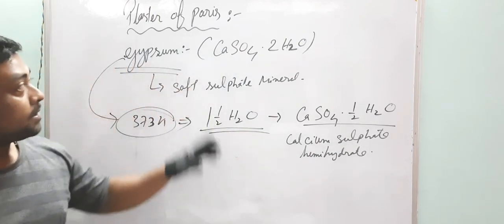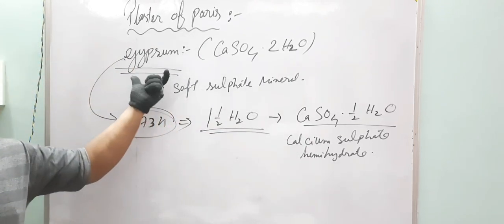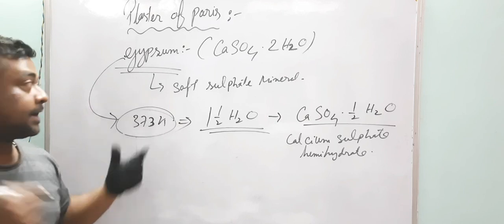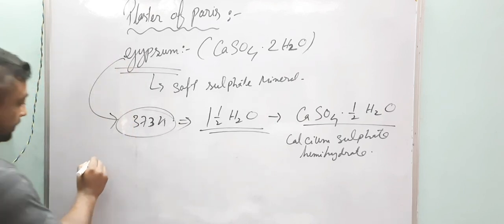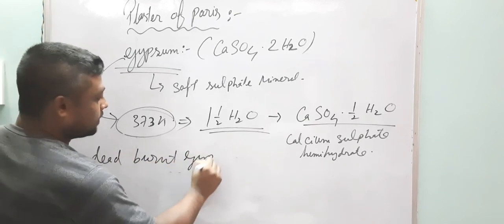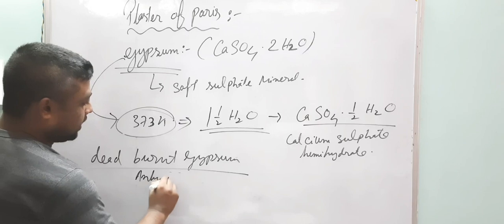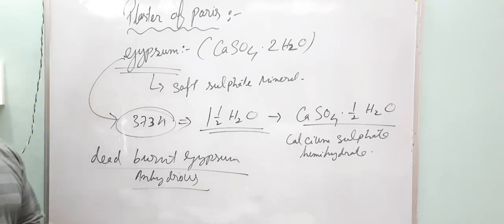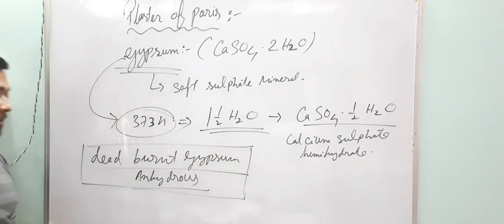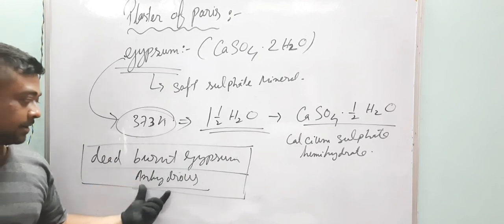Now, when this calcium sulfate hemihydrate is allowed to react with water, it reverts back and forms gypsum. But if gypsum is heated above 373 Kelvin, it results in the formation of dead burnt gypsum, which is anhydrous. Anhydrous means no water is present, there is no water of crystallization. This is beyond your syllabus, but keep in mind that above 373 Kelvin it is converted into dead burnt gypsum.